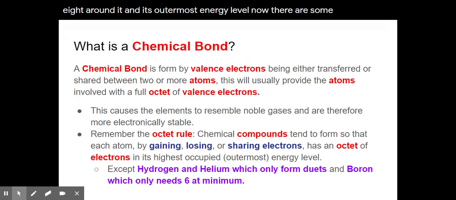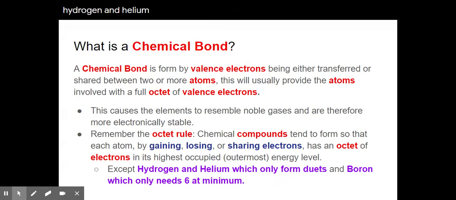Now, there are some exceptions. Hydrogen and helium only need a duet, and boron needs 6. We'll get into that in more detail in Unit 2.